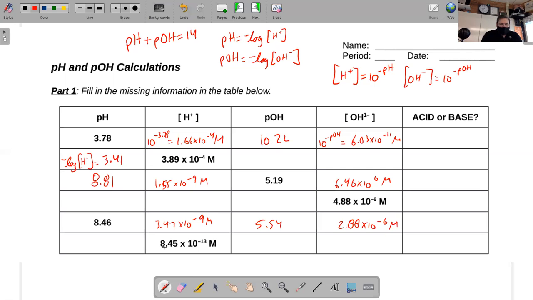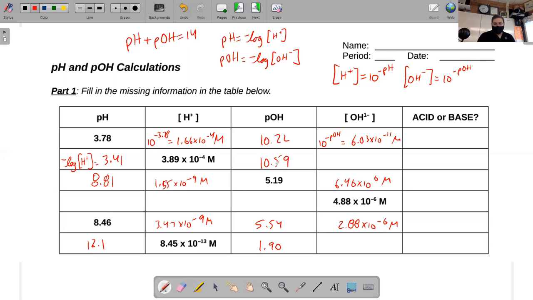Same thing down here. Negative log of whatever this value is, 12.1. And then because you have pH values, you can then fill out the pOH. So subtracting 3.41 from 14 gets you 10.59. Subtracting 12.1 from 14 is 1.90.